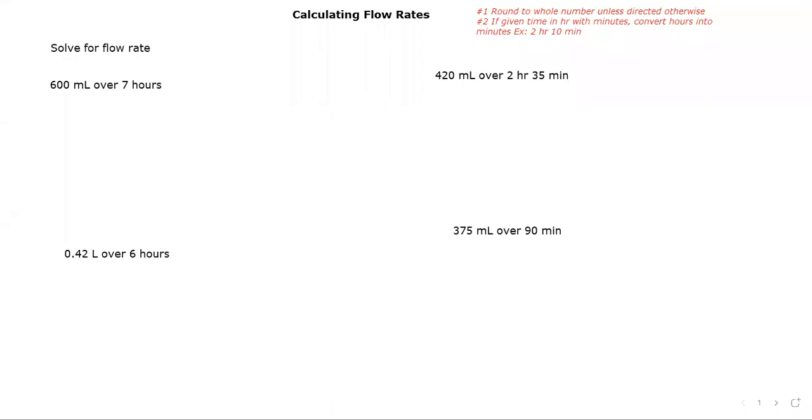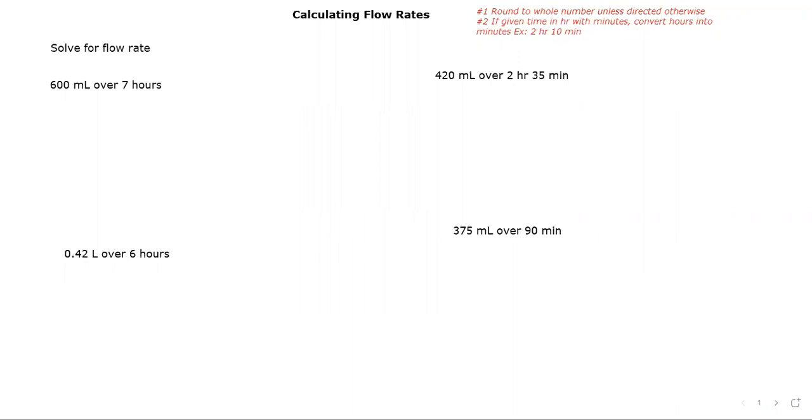All right, so this video is going to show you how to calculate flow rates if you're given a volume of fluid and a time. A couple rules to keep in mind. Most IV pumps don't allow decimal points, and this is just for large volume fluids and the pumps you would use for that. So typically you're just going to be solving or rounding up to a whole number.